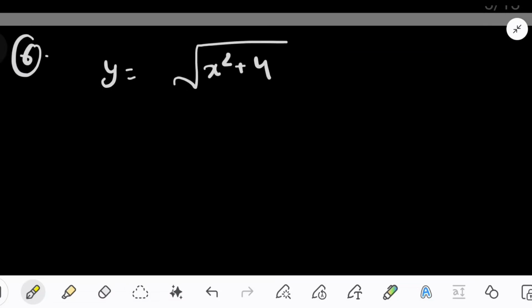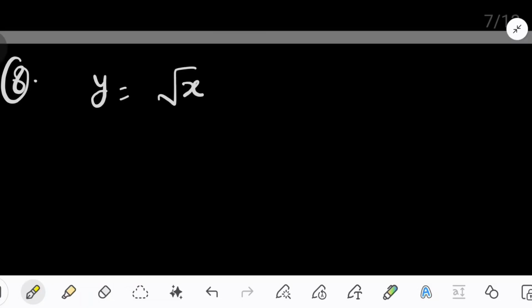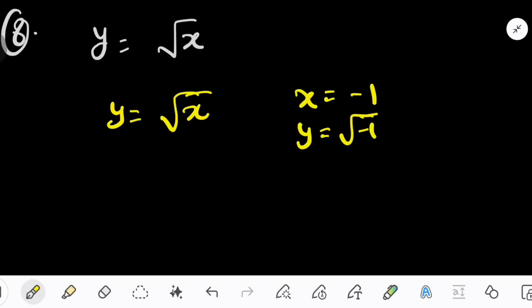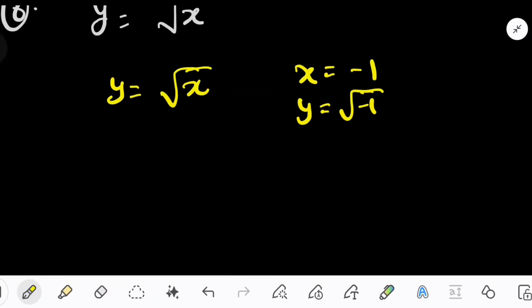Before discussing this, let me discuss the 8th question. y is equal to root x. So if I say x is equal to -1, then y is equal to root of -1. Is it defined? I'm not talking about complex or imaginary numbers here. Of course it is not defined on the real axis.